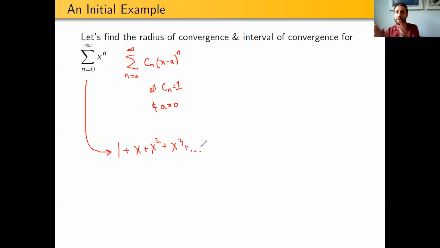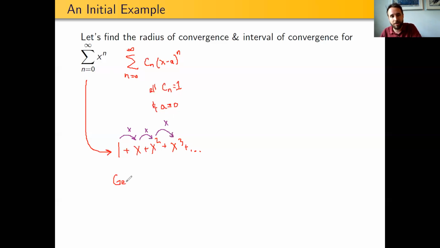It's geometric because as I go from one term to the next, I have this common ratio, and the common ratio in this case just so happens to be x, right? So I multiply by x to get there, and then I multiply by x to get from x to x squared, and then I multiply by x again, and so on and so on. And so we know something about geometric series, right?